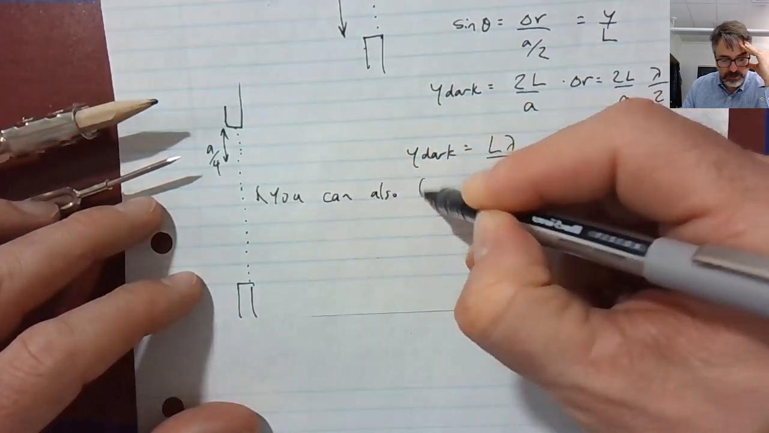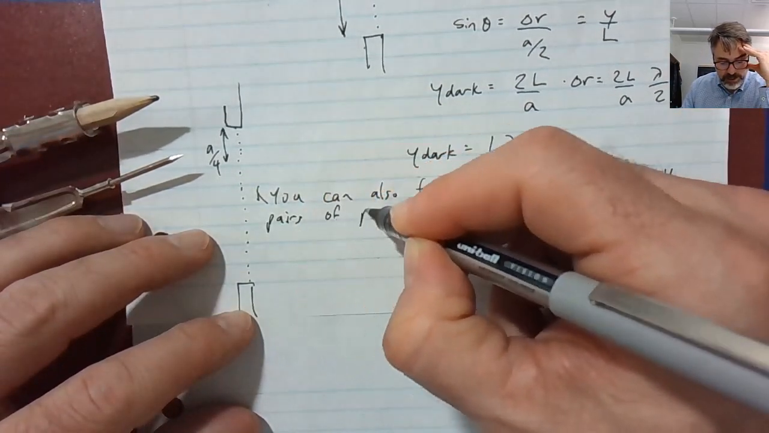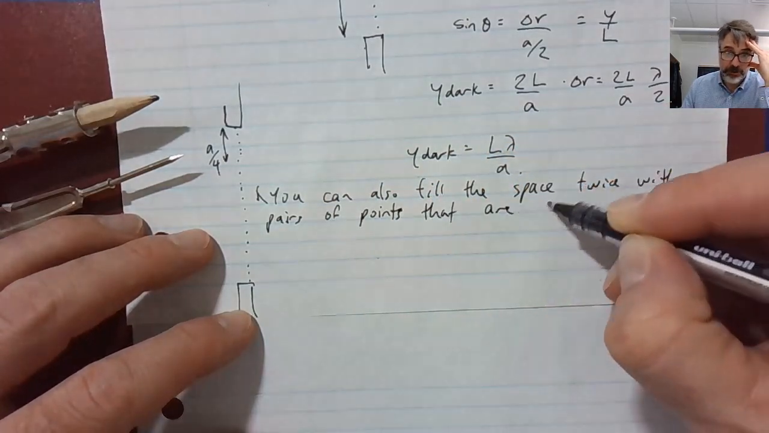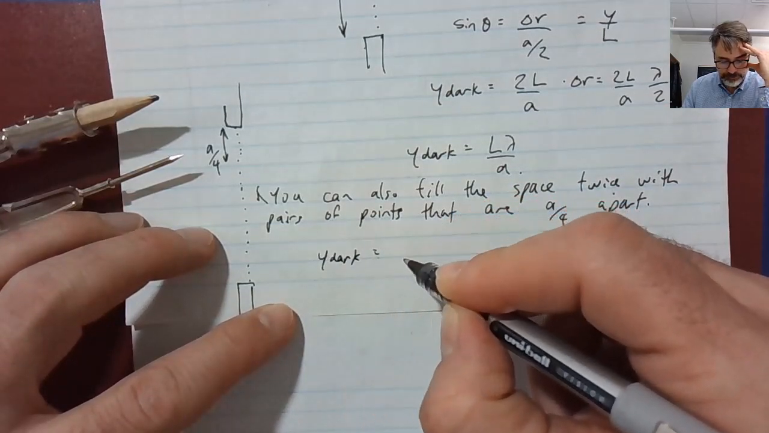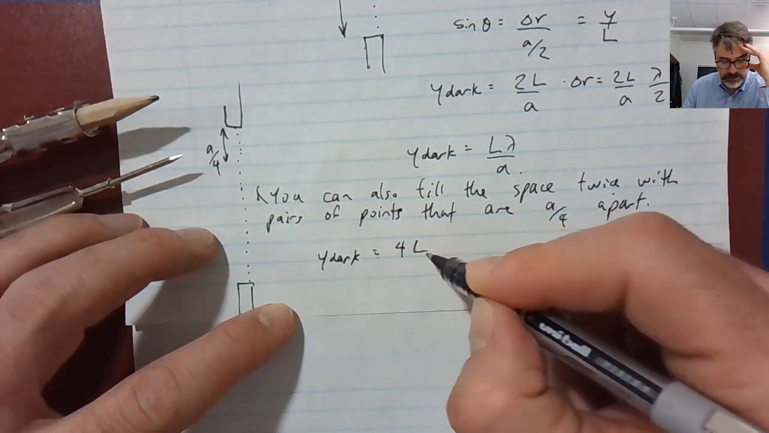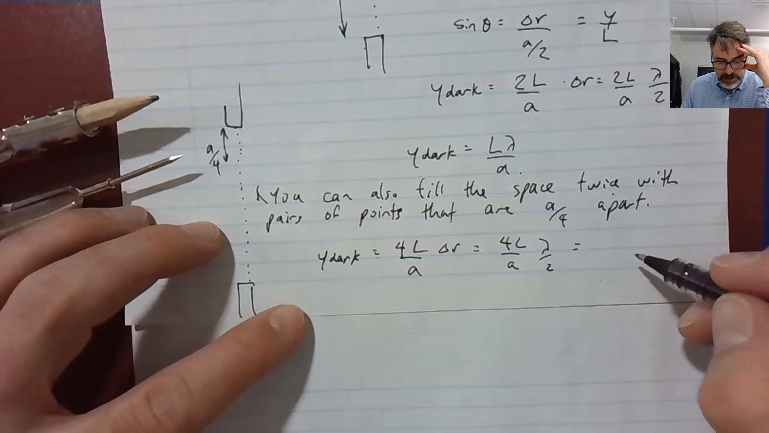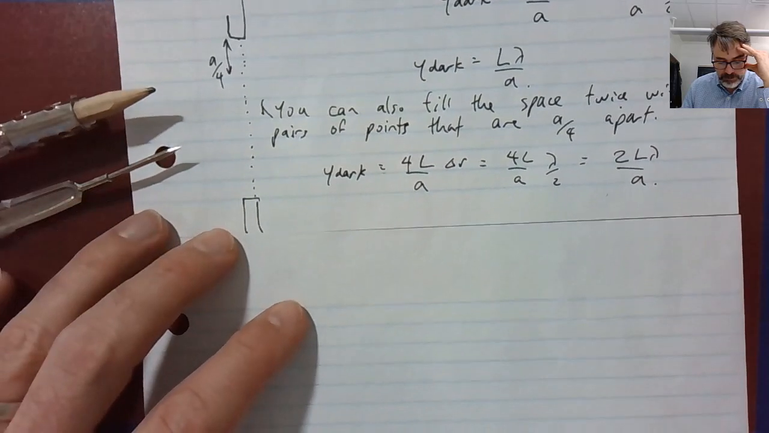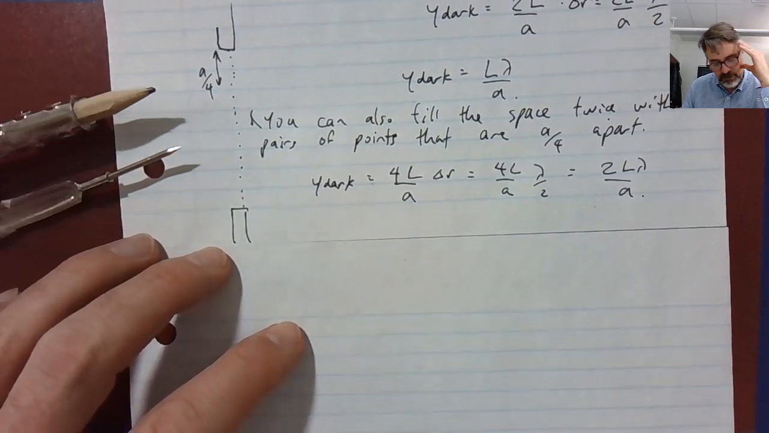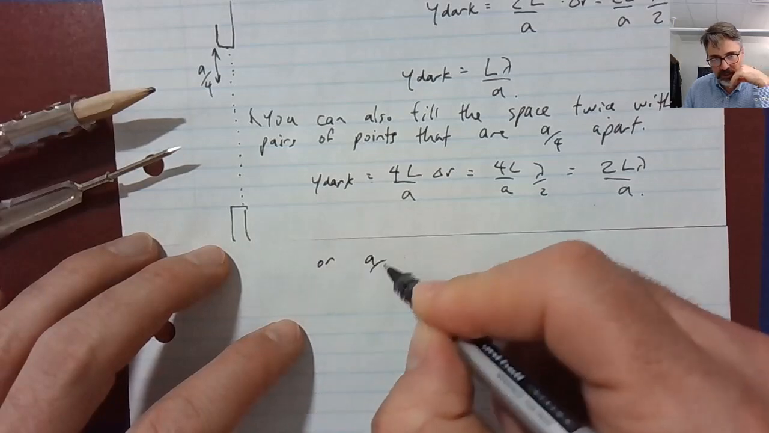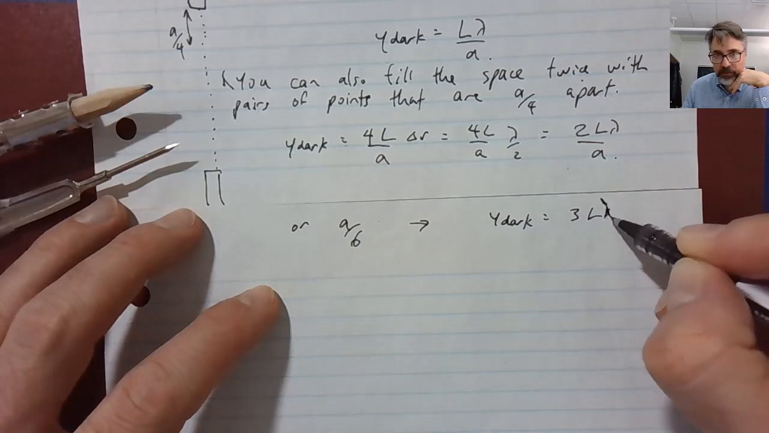So what I'm saying here is you can also fill the same space twice with pairs of points that are a over 4 apart. And if you again set delta r to be lambda over 2, half a wavelength, it turns out to be 4L over a times delta r, and the 4 divided by 2 is 2. You get 2 L lambda over a. Also, you can do it with a over 6. You just fill it up 3 times with pairs that are a over 6. That will give you dark fringes at 3 L lambda over a.